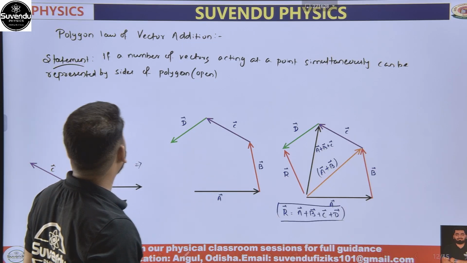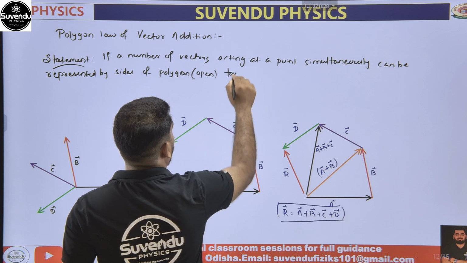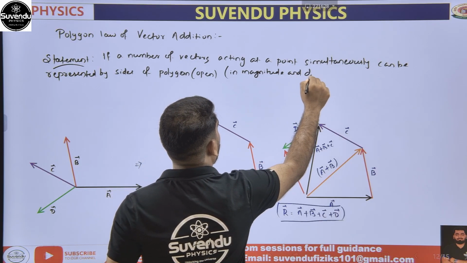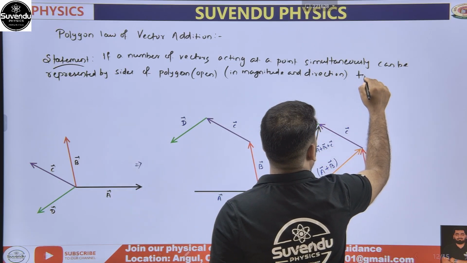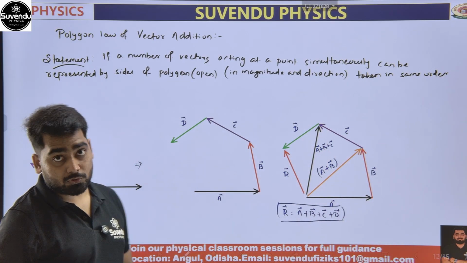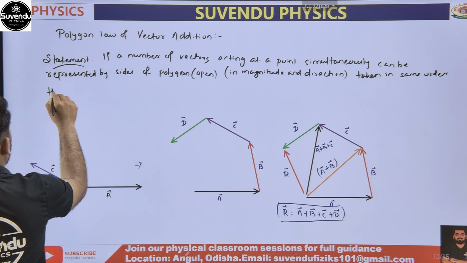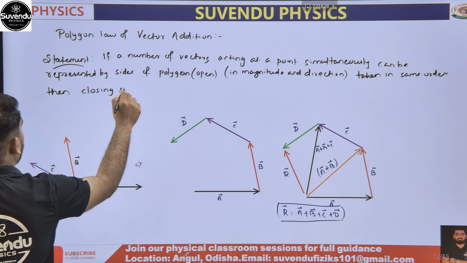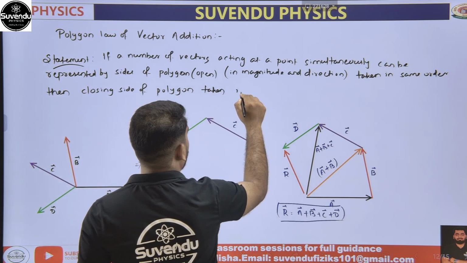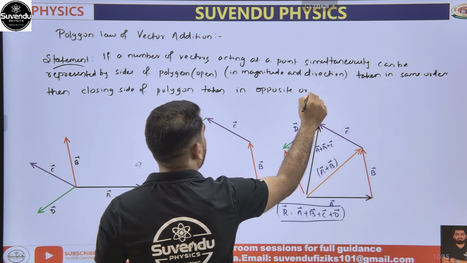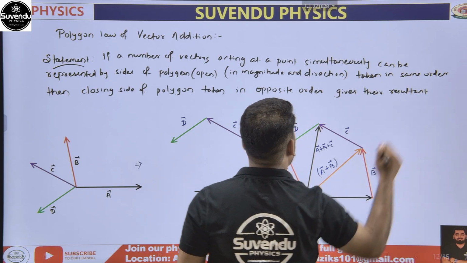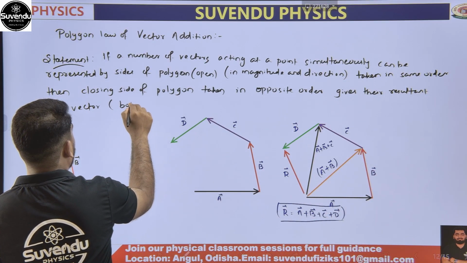Sides of an open polygon in magnitude and direction, taken in the same order, then the closing side of the polygon taken in the opposite order gives their resultant vector, both in magnitude and direction.